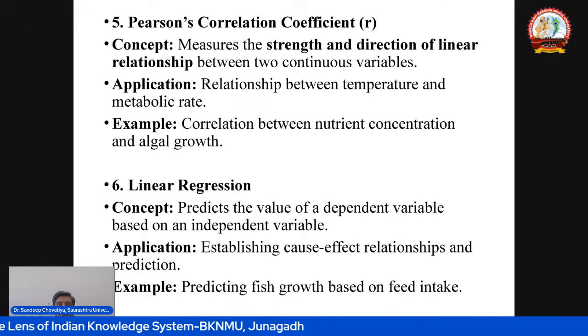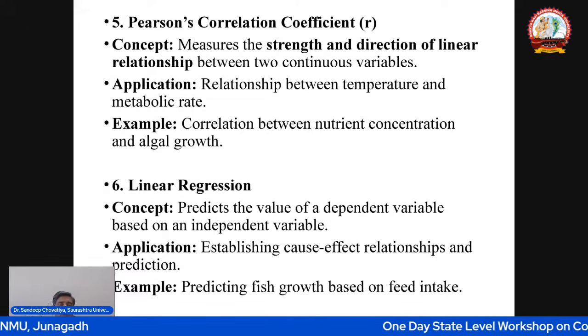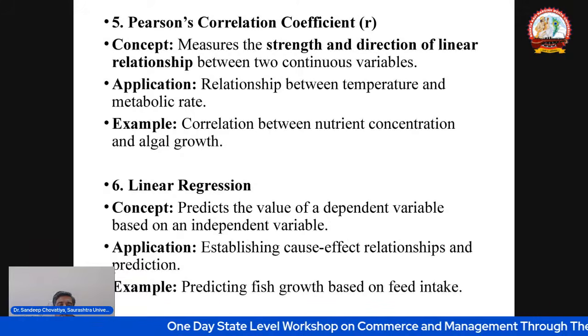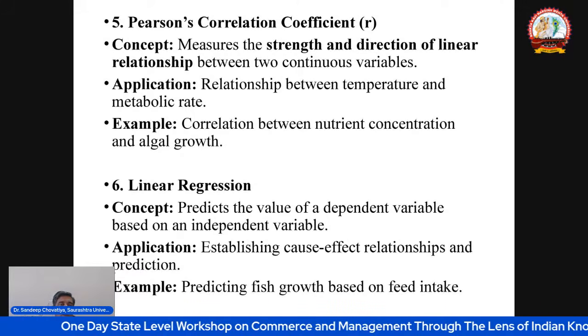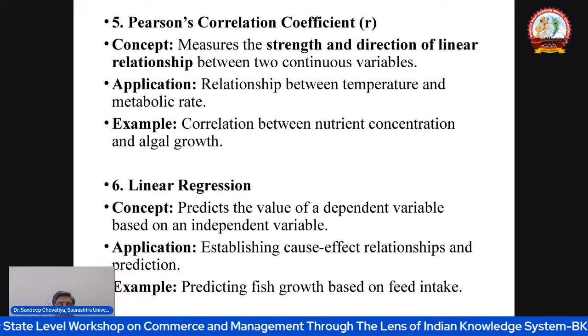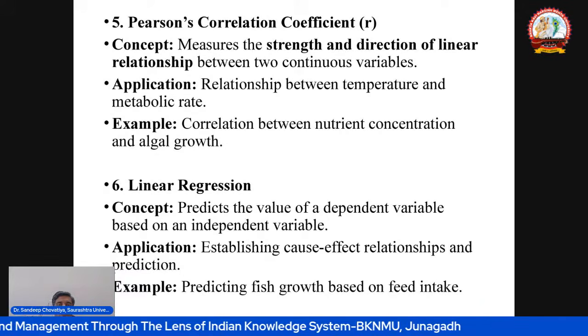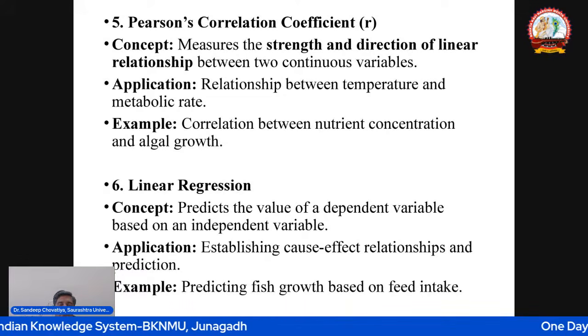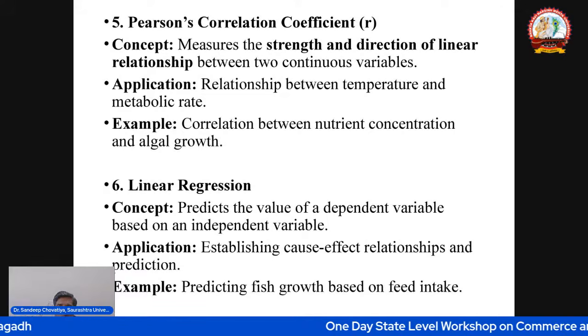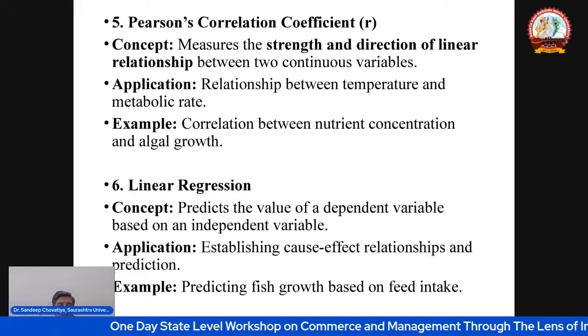Applications: we can find the relationship between temperature and metabolic rate. Another example is the correlation between nutrient concentration and algal growth. We can measure these with the help of the correlation coefficient. So the correlation coefficient is helpful for finding the direct relationship between two variables, whether they are correlated or not.